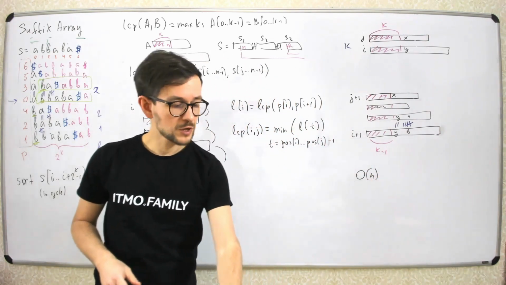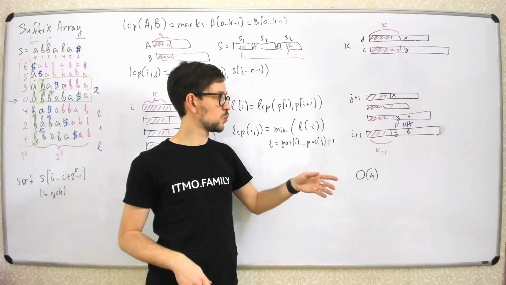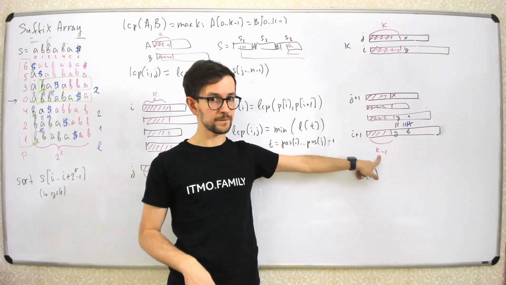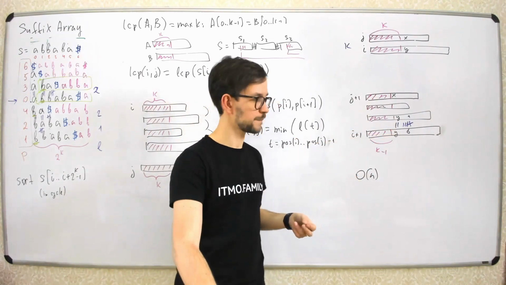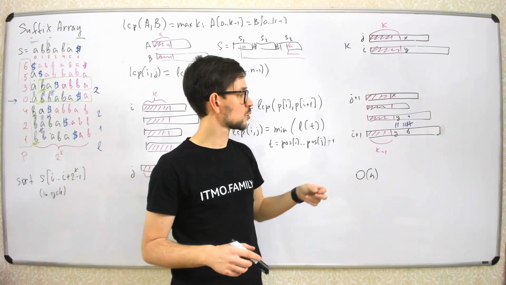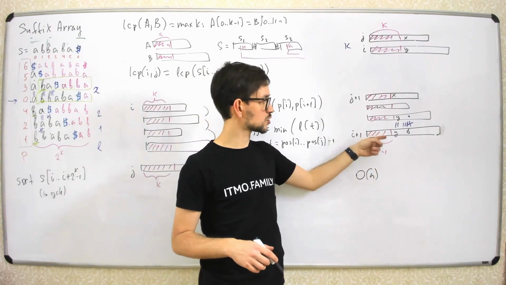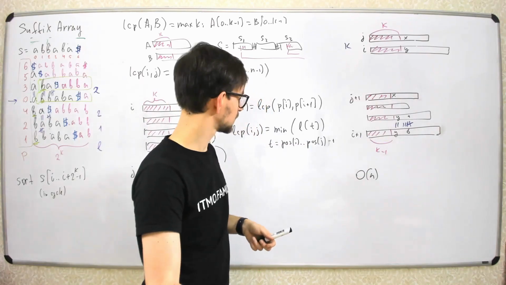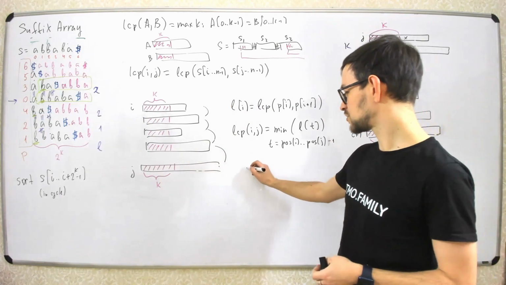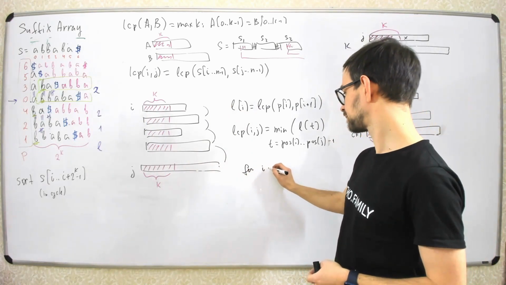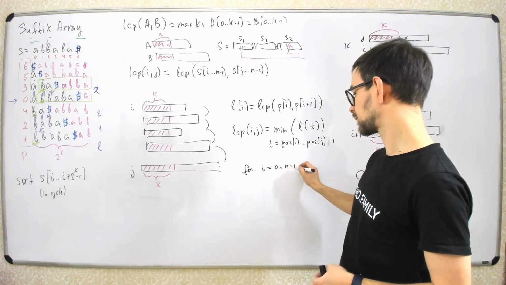Because each time we move from one suffix to another, we decrease this k by 1. And when we compare two characters, we increase k by 1. So we decrease k at most n times. Okay, let me write down the code. It's a little bit easier. So we just iterate over all suffixes, from 0 to n minus 1.